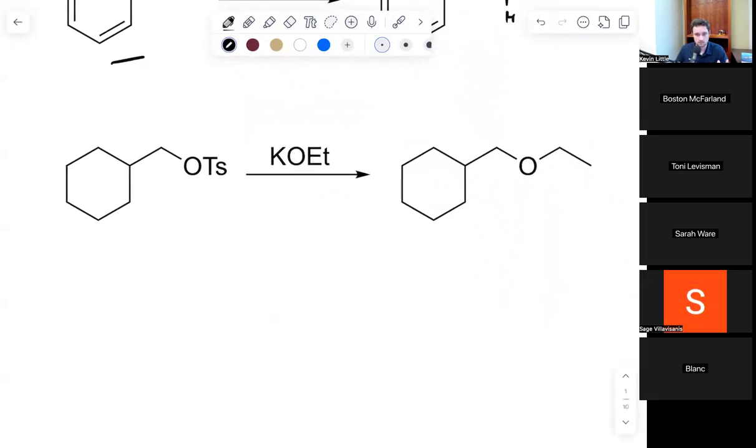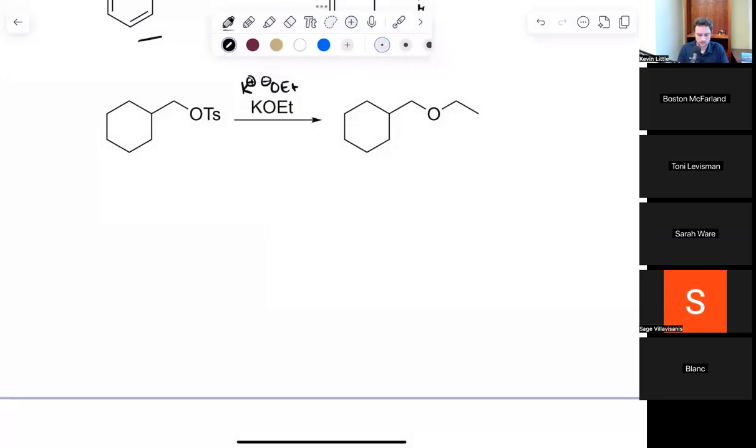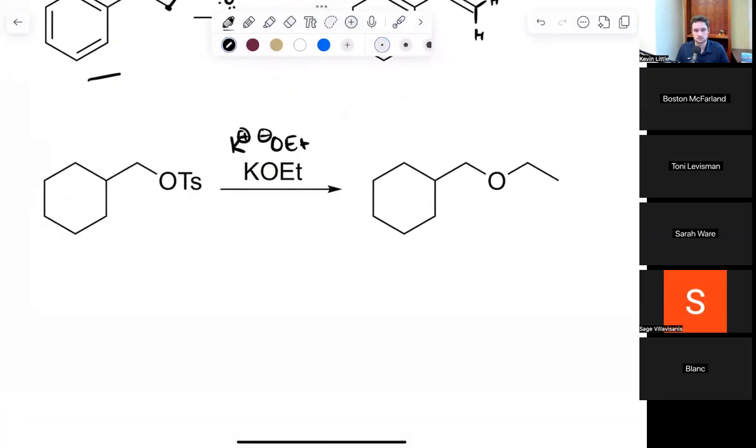So stop. I look at this question, I stop and I say, hold on, I've got a metal. Before I even do a single other thing, I'm going to draw the ionic bond. That is the first thing I do every time. You see a metal, you see sodium, you see lithium, you see potassium, draw out the ionic bond.